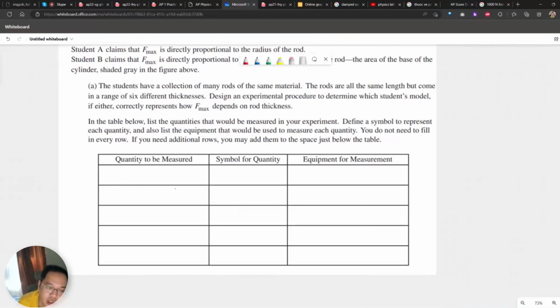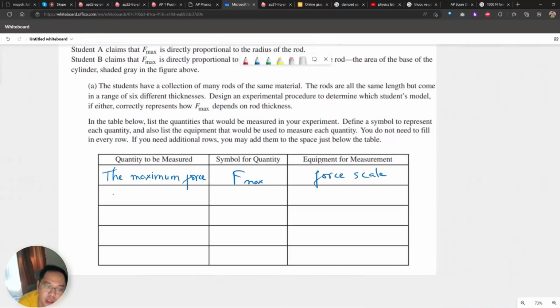Oh, I need to mention the word here: the maximum force. The symbol is F max. The equipment is a force scale.